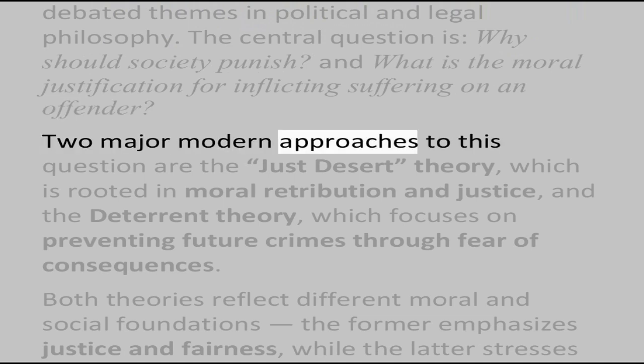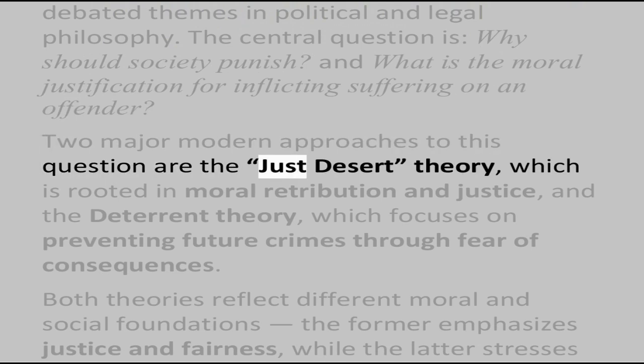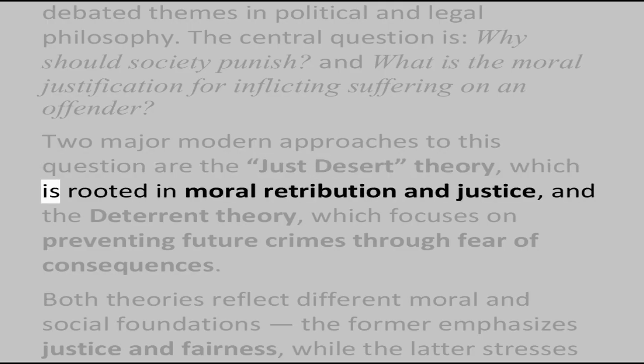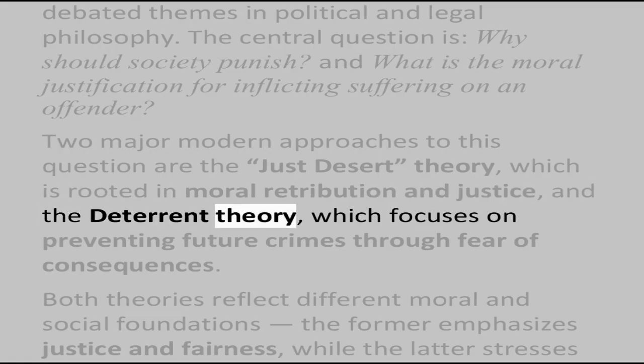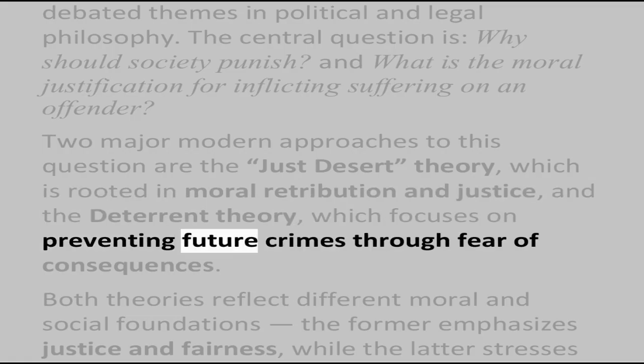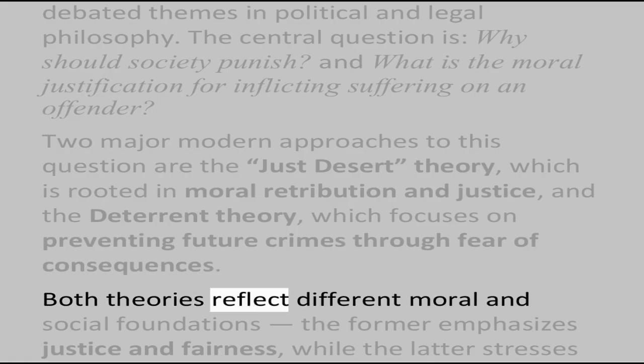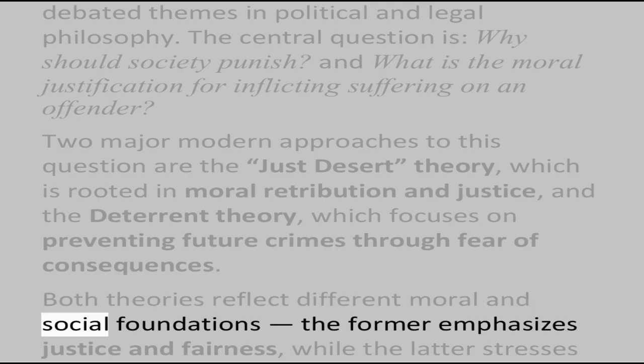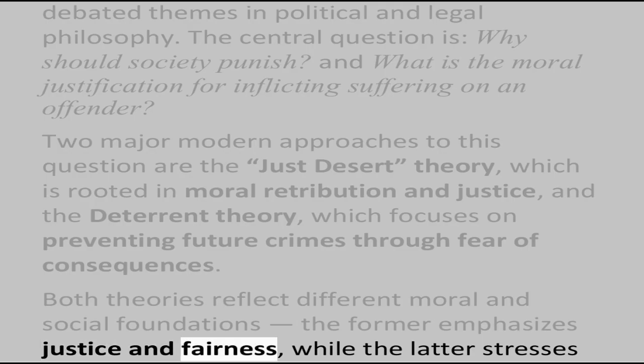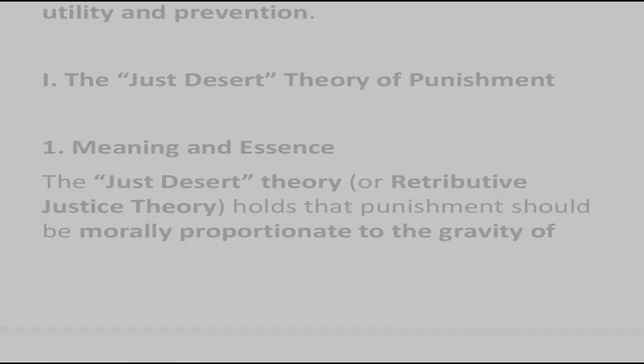Two major modern approaches to this question are the just desert theory, which is rooted in moral retribution and justice, and the deterrent theory, which focuses on preventing future crimes through fear of consequences. Both theories reflect different moral and social foundations. The former emphasizes justice and fairness, while the latter stresses utility and prevention.